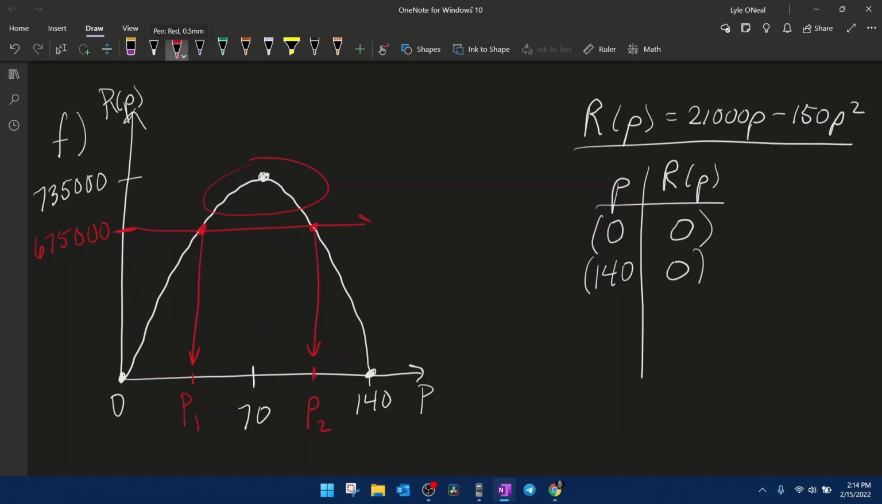Well, remember this is a y coordinate. The $675,000 is y. I need to find x. So that means we're going to have to plug into our revenue function, replacing R of P with $675,000 and then solve for P.